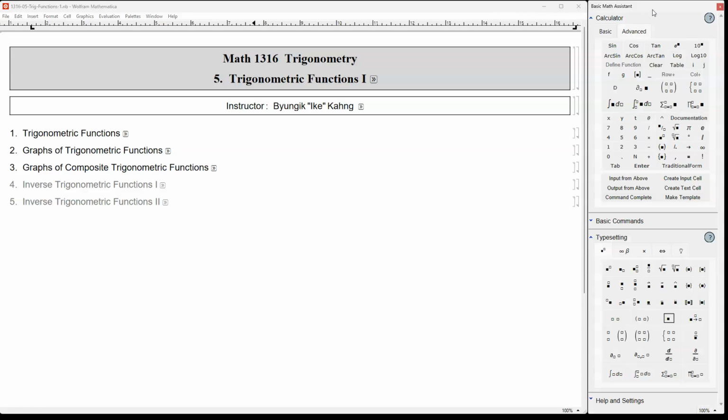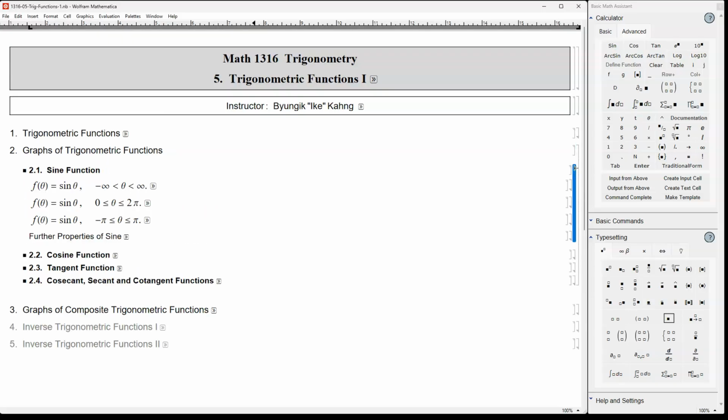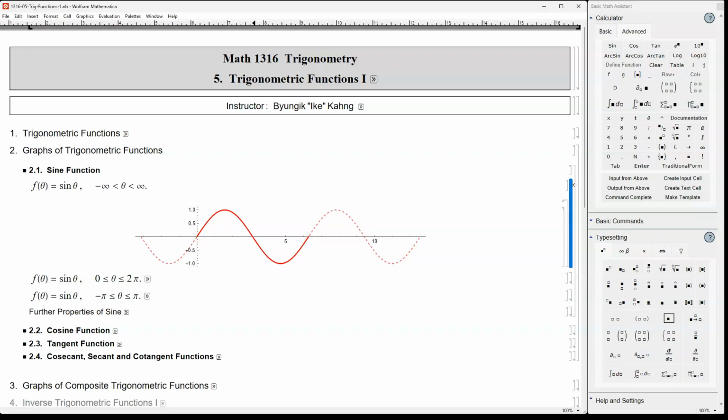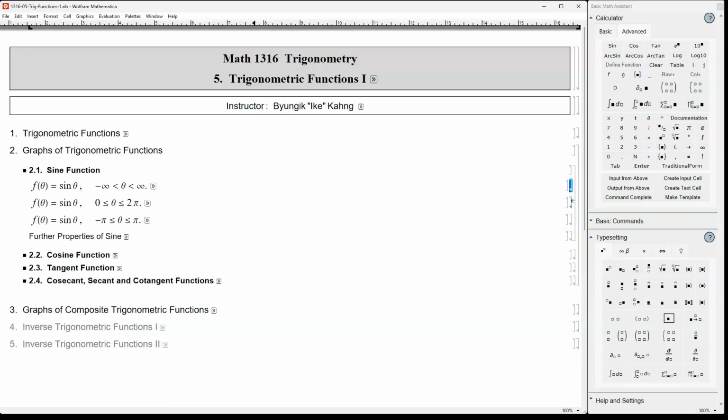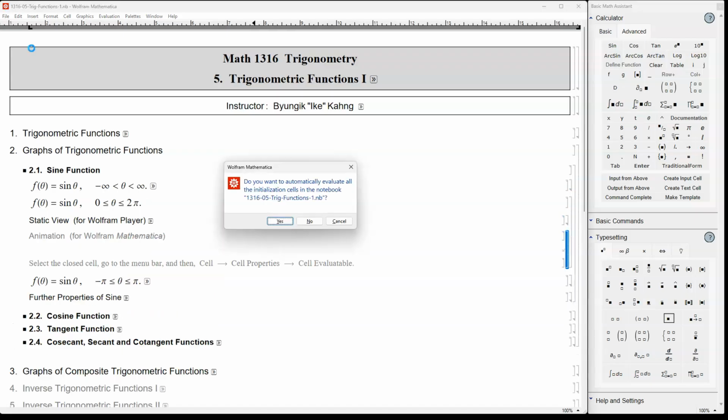Hello students, welcome back. Let us resume our discussion in section 2. Previously, we studied the graph of sine function. That's a basic shape. And then, remember this animation?